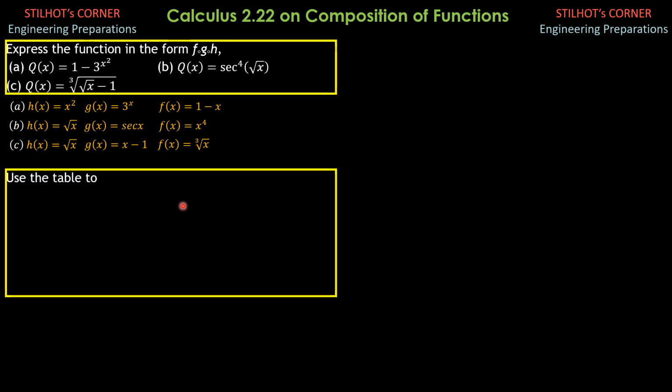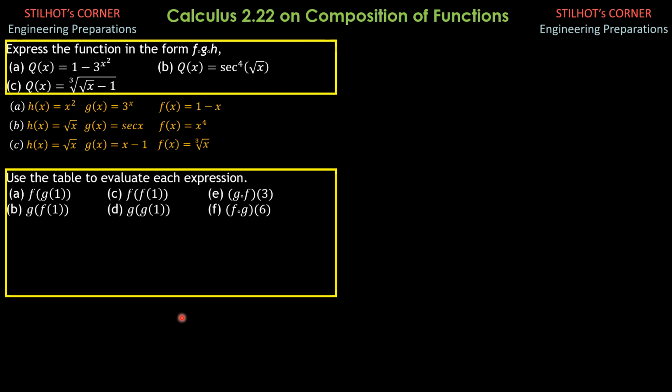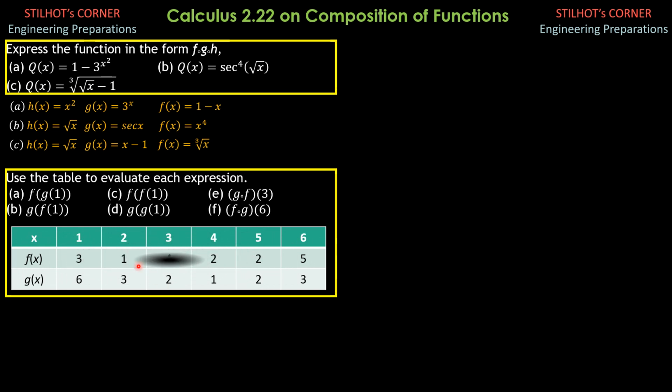For the second exercise, use the table to evaluate each expression. So here is the table. So for part A, f of g of 1. G of 1 is when x is 1, g of 1 is 6. So that is the same as finding f of 6. So f of g of 1 is f of 6. The function value of f of x when x is 6 is 5. Therefore, the answer is 5.